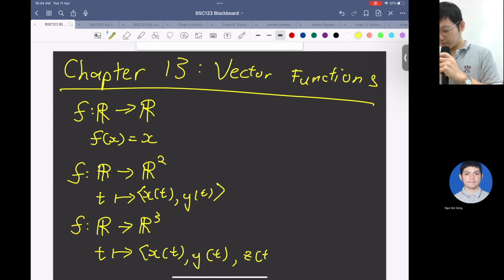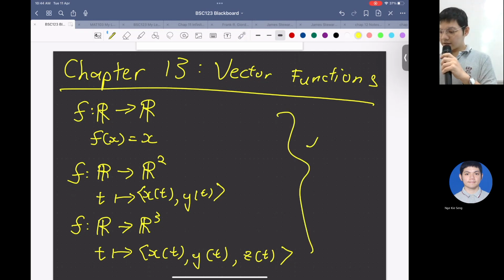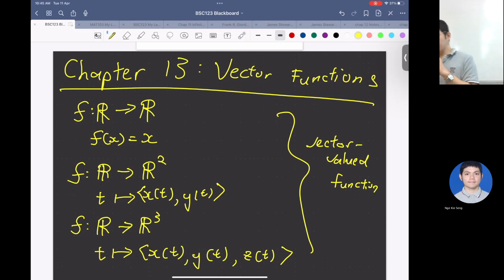So these are functions because I give you a time, you give me a position. Vector, because the position can be described using more than two variables: x, y, z. So these are called vector-valued functions.